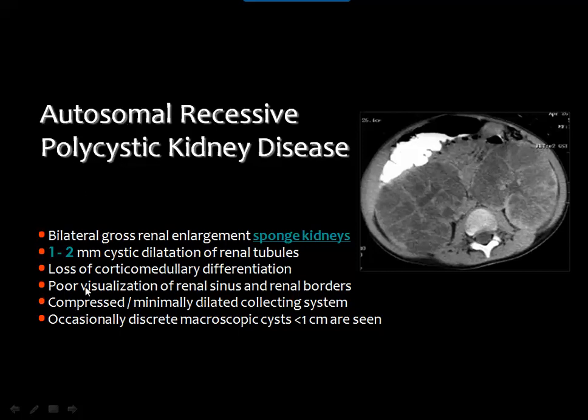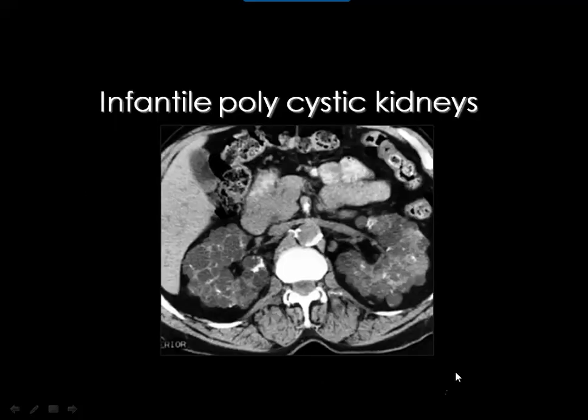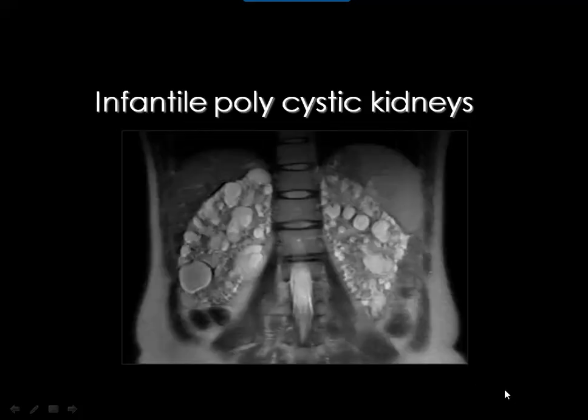There is poor visualization of the renal sinus fat, and the collecting system may contain some of the contrast material according to the remaining functioning tubules. Then this is also an infantile polycystic kidney, and you see the kidneys are large and replaced by too many cysts with few foci of calcification seen bilaterally.